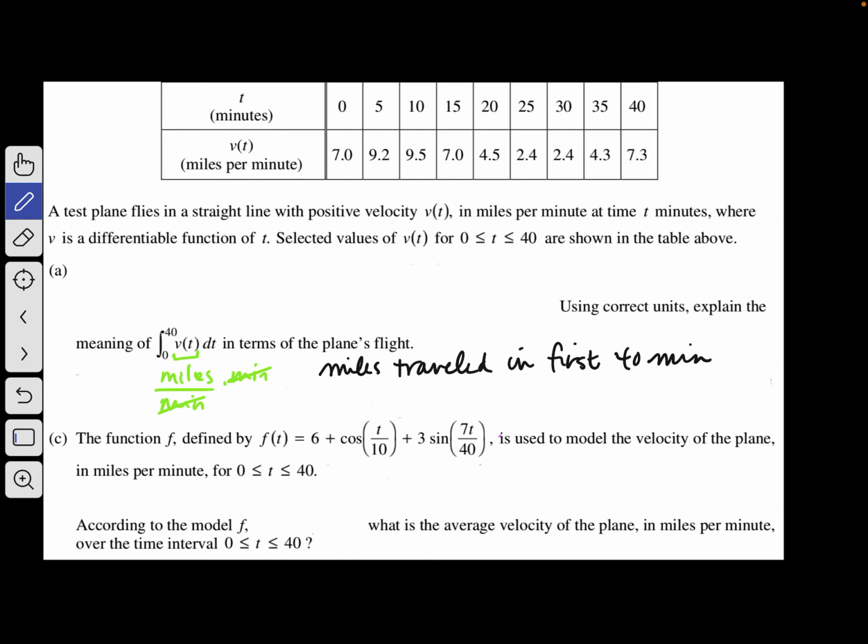And then for part C, you're given this function, and this would be a calculator active function, so I'm not going to worry about doing anything with that. It just says, according to the model, what is the average velocity in miles per minute over this interval? And so the average velocity, if I wanted to figure that out, I would just have 1 over 40 minus 0 times the integral from 0 to 40 of f of t dt. And then, again, this is calculator active. We'd plug it into our calculator and get this answer.